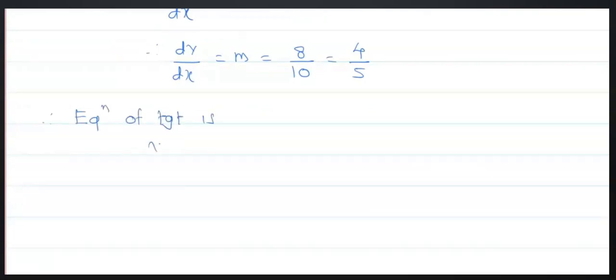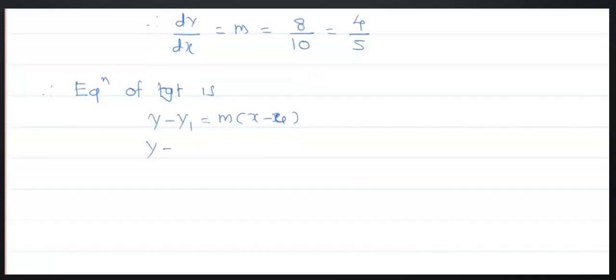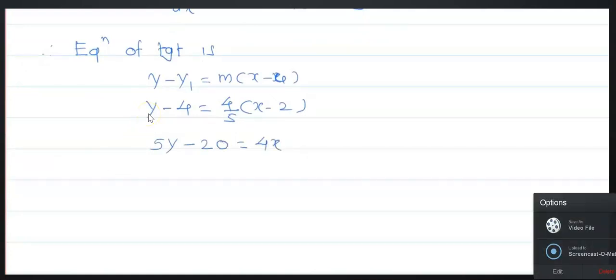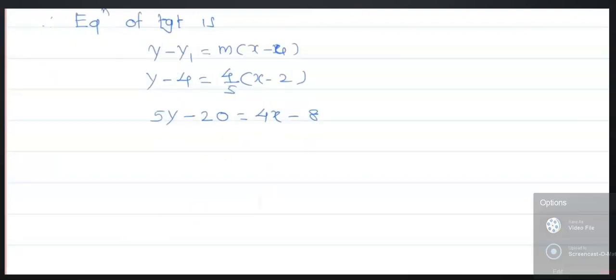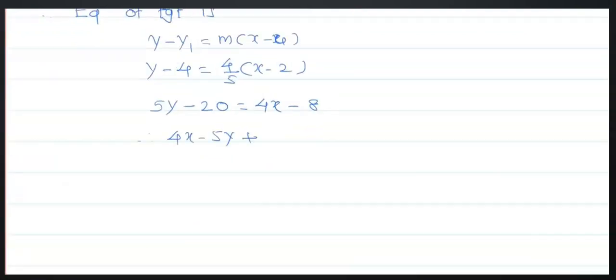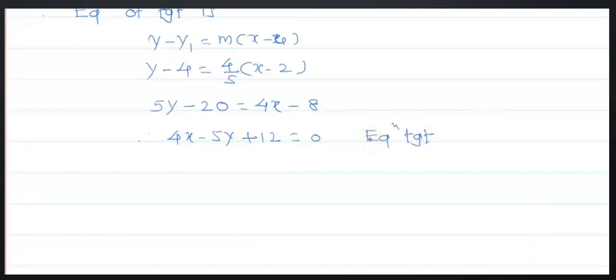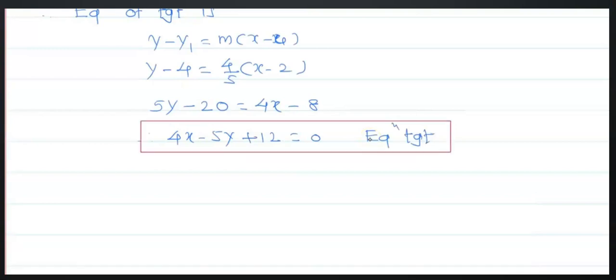Now the equation of the tangent is y minus y1 is equals to m in bracket x minus x1. That is y minus 4 is equals to 4 upon 5 in bracket x minus 2. 5y minus 20 is equals to 4x. If we simplify it, therefore 4x minus 5y plus 12 is equals to 0. This is the equation of the tangent.